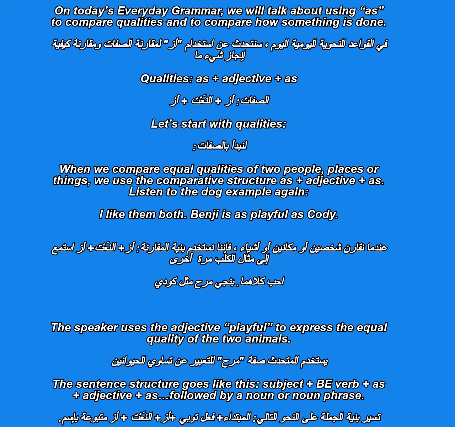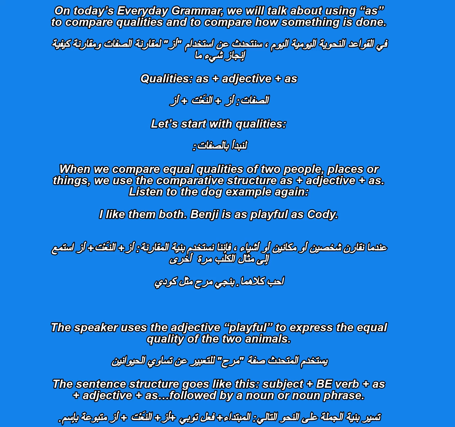Let's start with qualities. When we compare equal qualities of two people, places, or things, we use the comparative structure as plus adjective plus as. Listen to the dog example again. I like them both. Benji is as playful as Cody. The speaker uses the adjective playful to express the equal quality of the two animals.